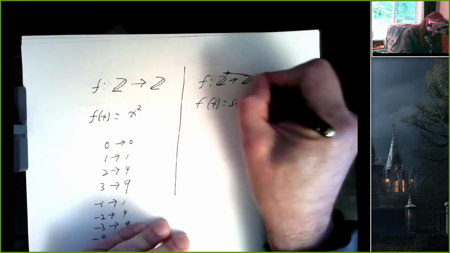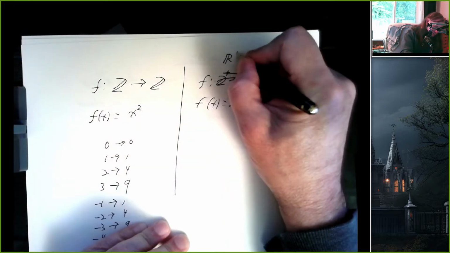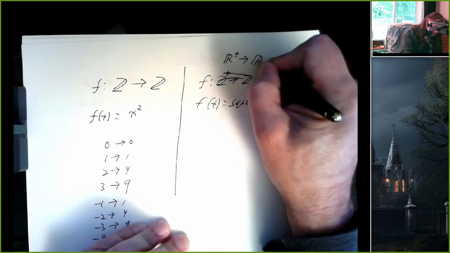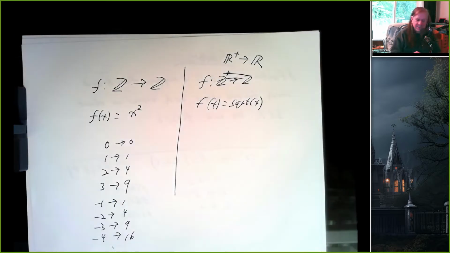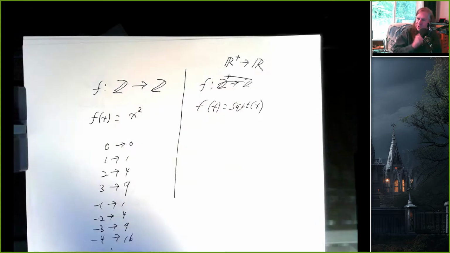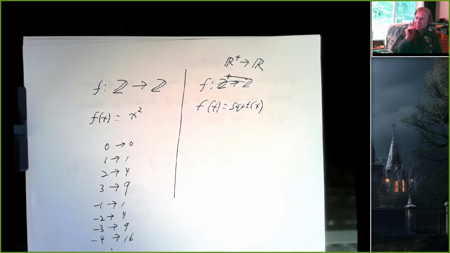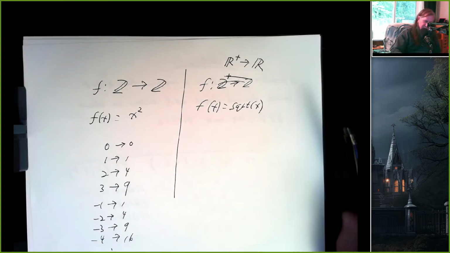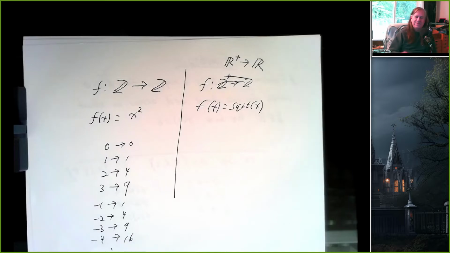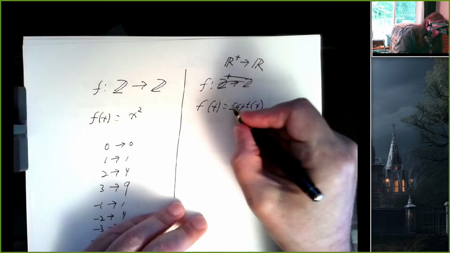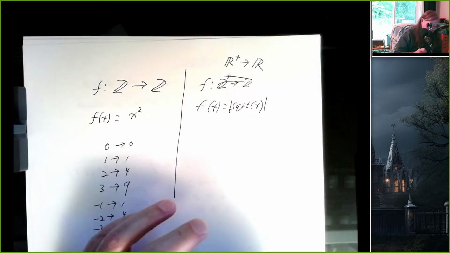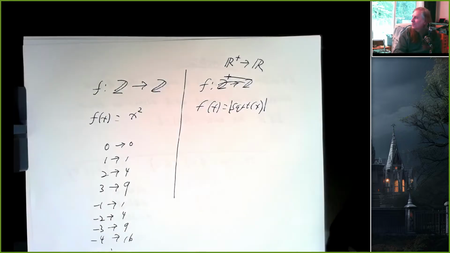But if I went from, say, the positive reals to the set of reals, I could define a square root that is a well-defined function, as long as I agree that the square root of 9 is positive 3. And in some ways of looking at it, the square root function has two possible values. The square root of 9 could be positive or negative 3. But if I did something like this, the absolute value of the square root of x, now that's a nice, well-defined function.